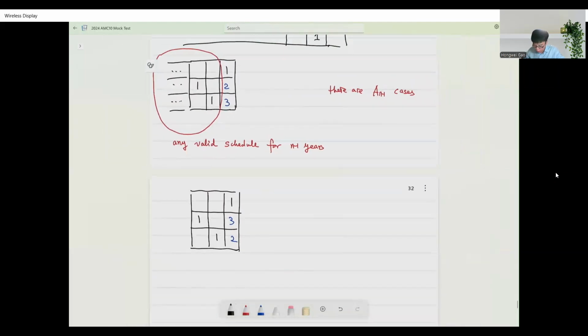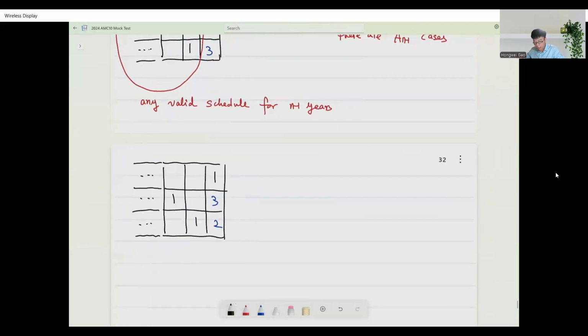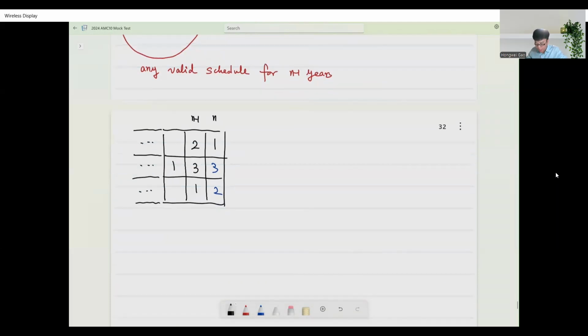If the last year is 1, 3, 2. Now here, for the n-1 year, we need to consider the requirements, the rule. Because before 3, it cannot be 2. That means the 2 on the n-1 column must be on the top. 2 must be here. And the 3 is here. So that means the nth year determines n-1 year. n-1 year is not totally free, not like the previous case. So after that, we know that the early years are now free.